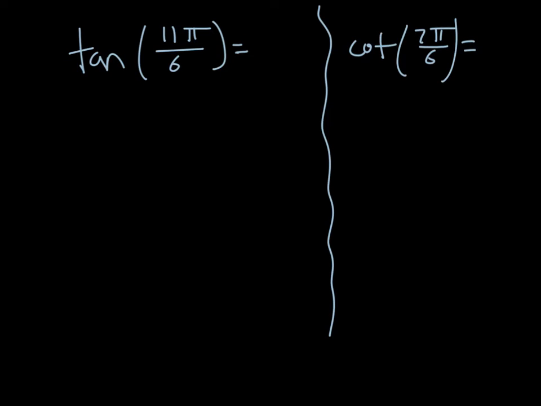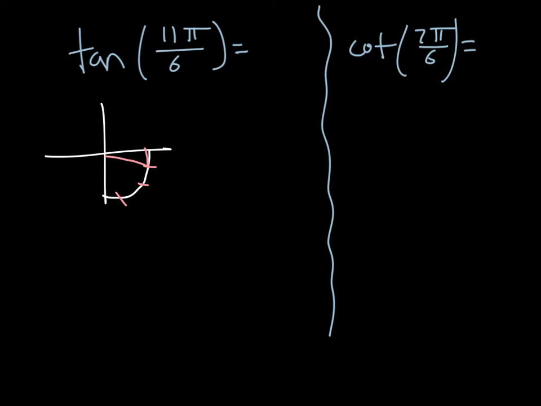Tangent of 11 pi/6. Okay, we've got to think about tangent here. So I'm going to draw my axis and my circle. 11 pi over 6 is in the fourth quadrant, so really I only want my quarter circle there. 11 pi over 6 is going to be the angle closer to the x-axis.